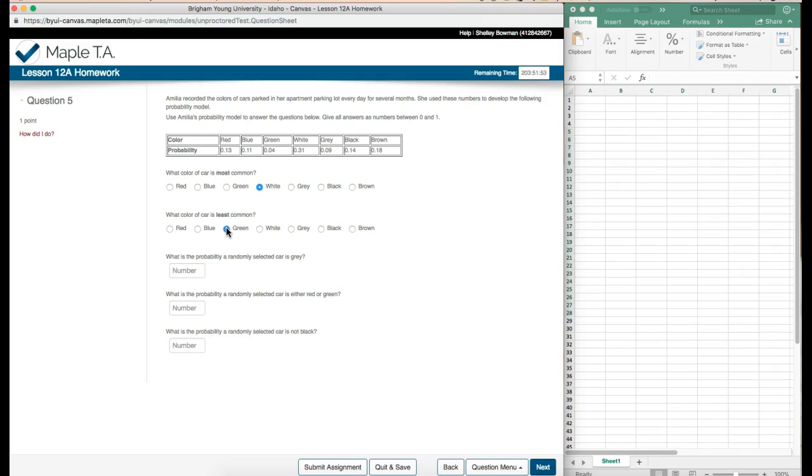The next says, what is the probability a randomly selected car is gray? So we're going to come up here, gray. It already gives it to us, so we just need to write down 0.09.